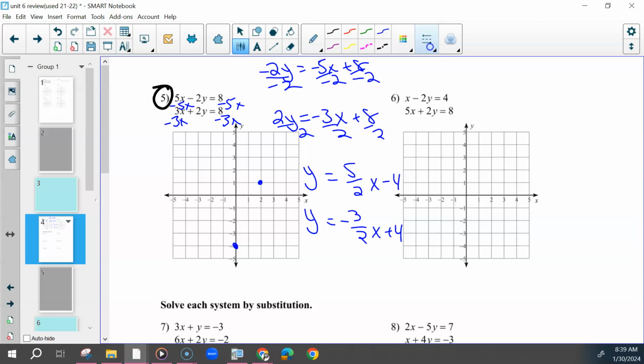The other one would be kind of off. And then draw a line through all of those points. Make sure you have arrows at the ends.